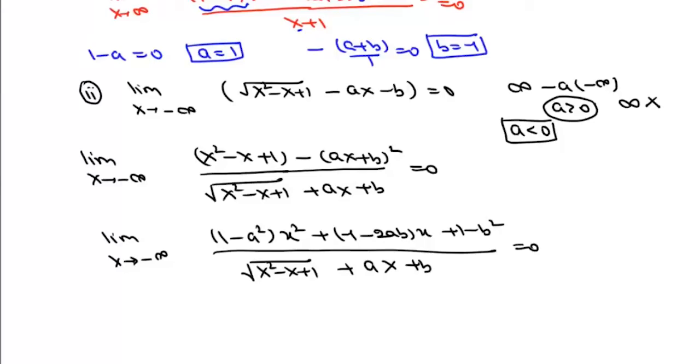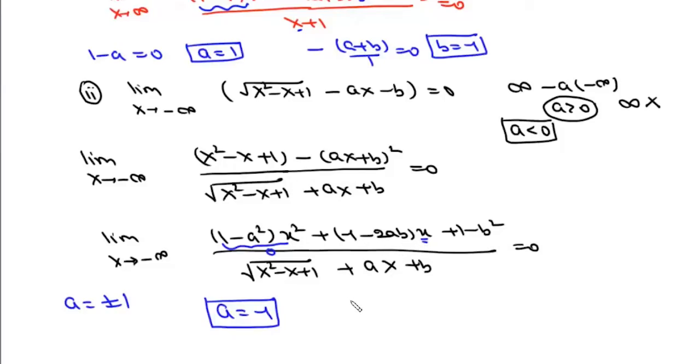Now in the denominator, highest power is 1. So in the numerator also, highest power should be 1 or less for this limit to be 0. That means coefficient of x square should be 0. From here we'll get the value of a as either plus 1 or minus 1. But we already know that a cannot be positive. So the only value of a possible in this case is a equals minus 1. Now once there is no x square, then the answer to this limit will be the ratio of the coefficients of x.